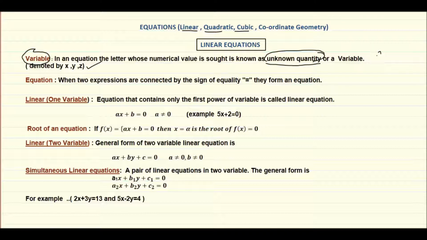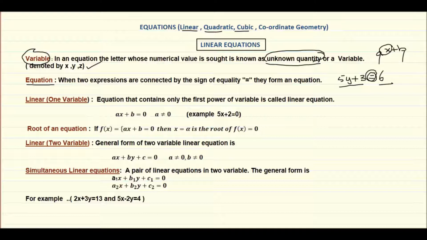For example, ax plus b. Here x is a variable and a and b are the constants. Now next we will be knowing about equation. What is an equation? When two expressions are connected by the sign of equality, they form an equation. For example, 5y plus 3 is equal to 6. Two expressions are connected by an equal sign; this is called an equation.